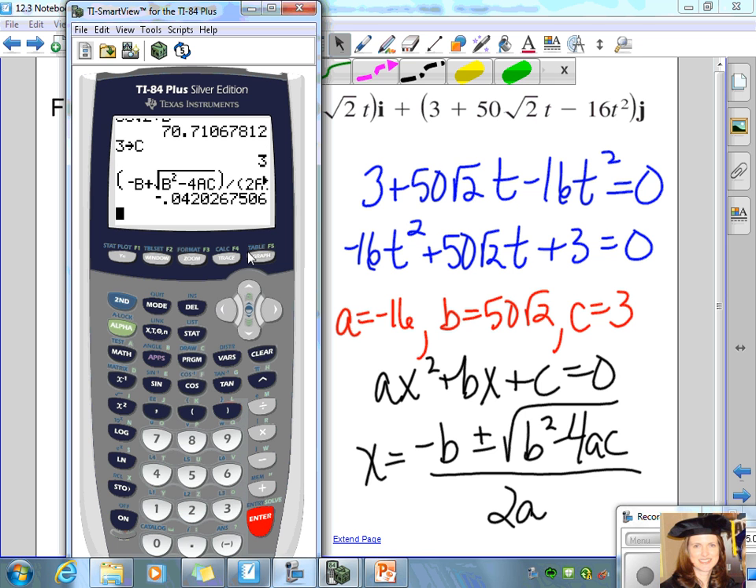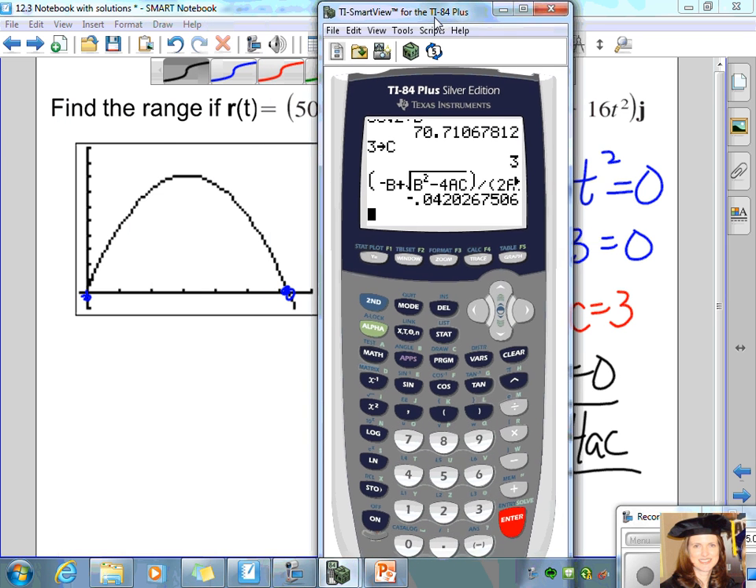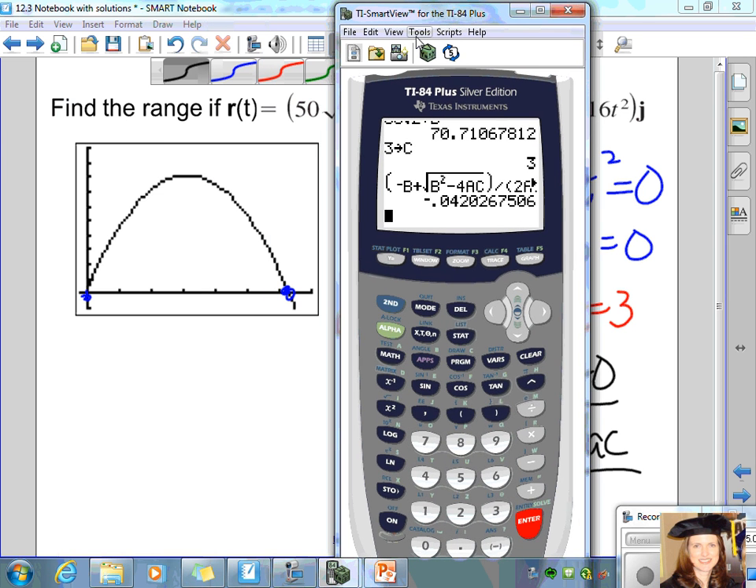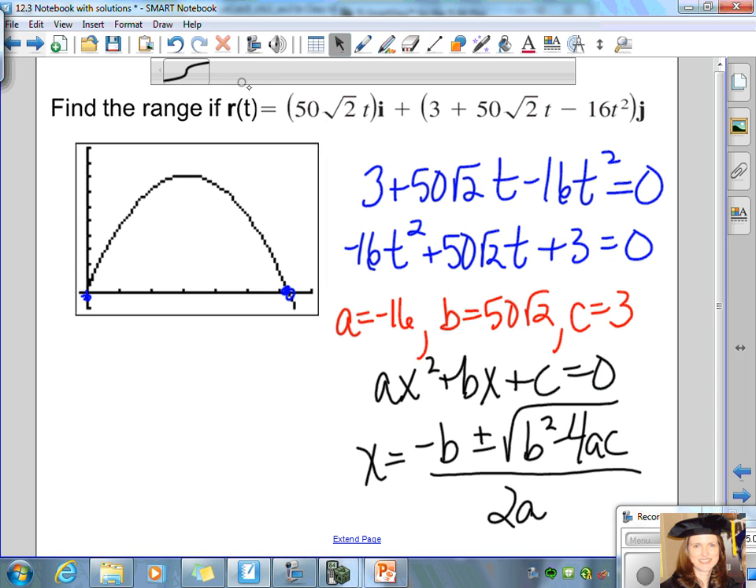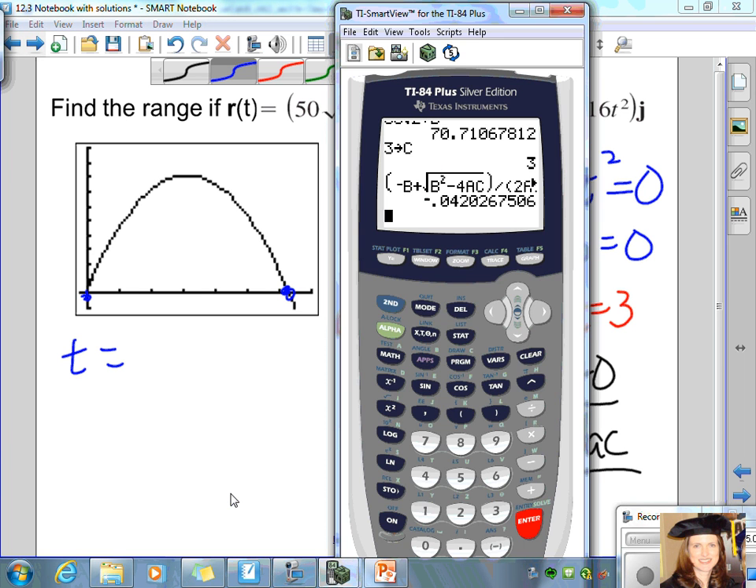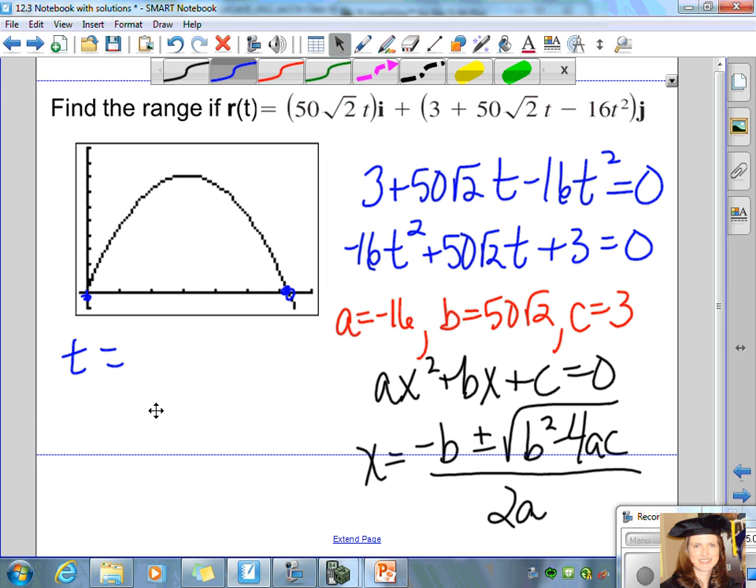Now when you do this with a plus sign, you get one solution to the quadratic equation: t equals a negative 0.042. Let me skip that over. So one solution to this quadratic equation is t equals about a negative 0.04.